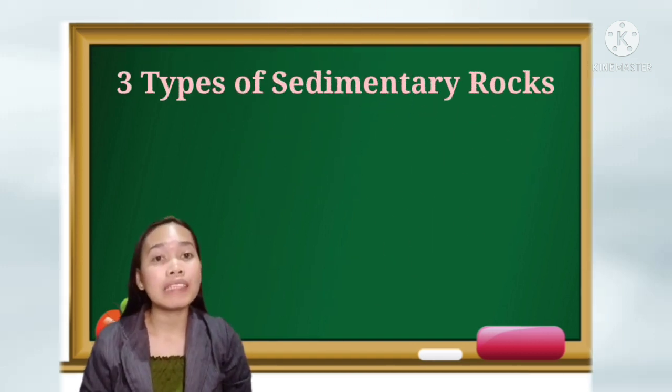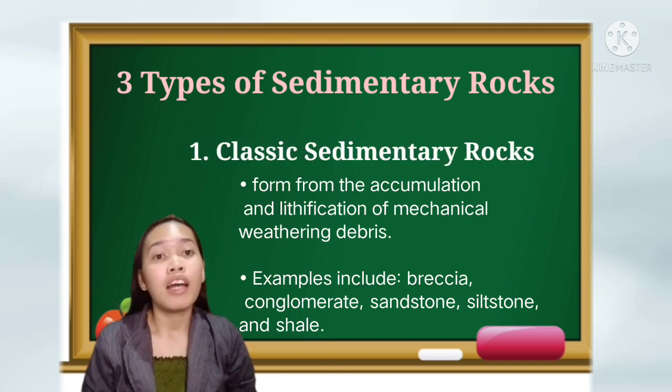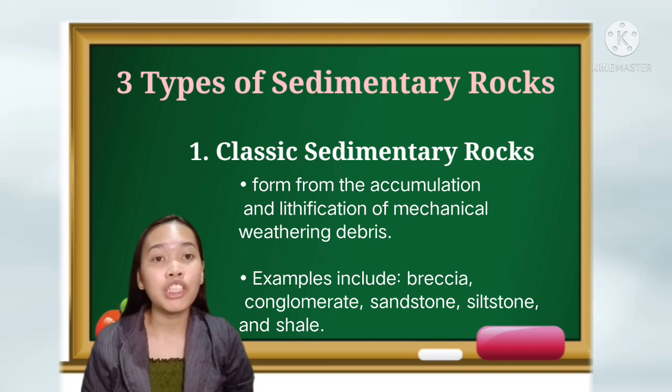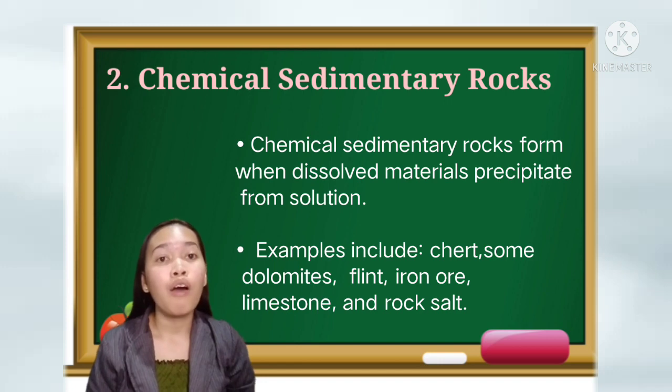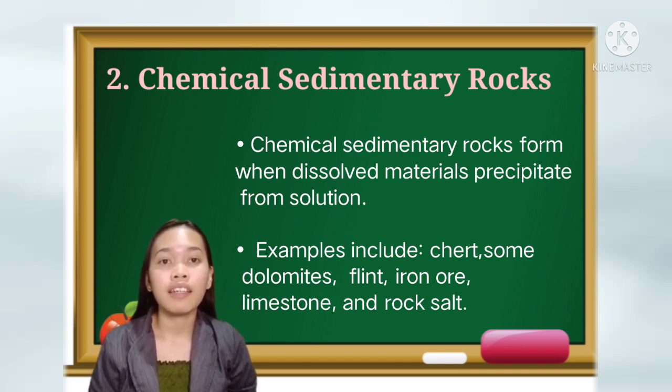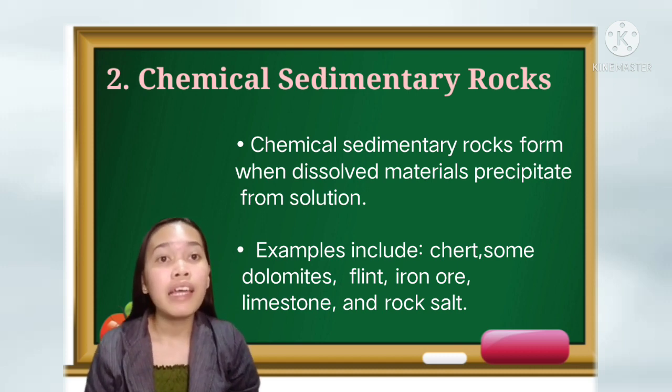There are also three basic types of sedimentary rocks. First is clastic sedimentary rocks. It forms from the accumulation and lithification of mechanical weathering debris. Examples of clastic sedimentary rocks: breccia, conglomerate, sandstone, siltstone, and shale. Second, chemical sedimentary rocks form when dissolved materials precipitate from solution. Examples include chert, some dolomites, flint, iron ore, limestone, and rock salt.